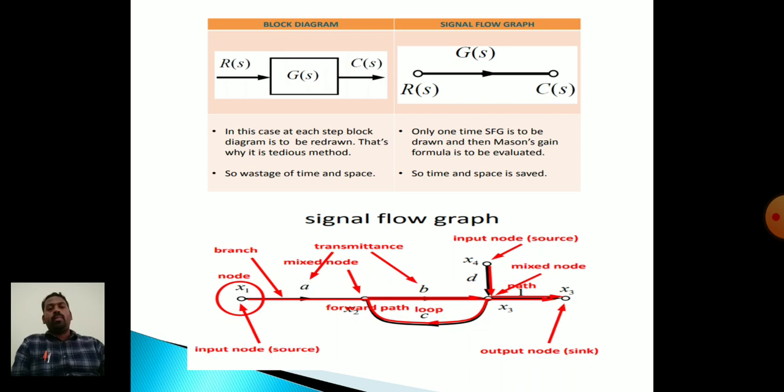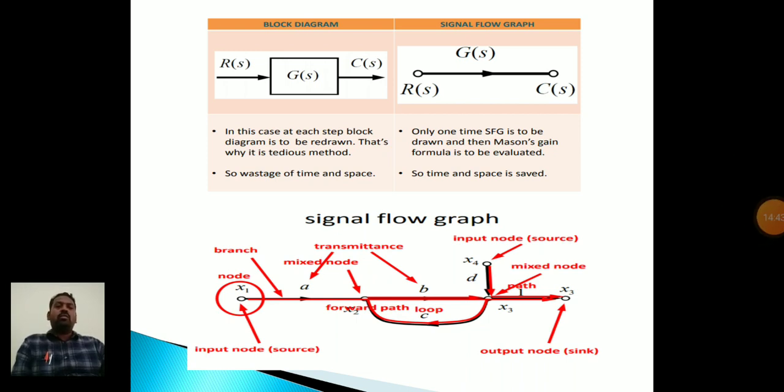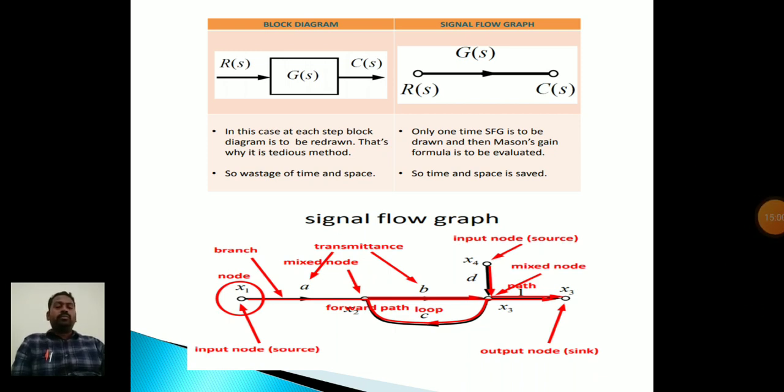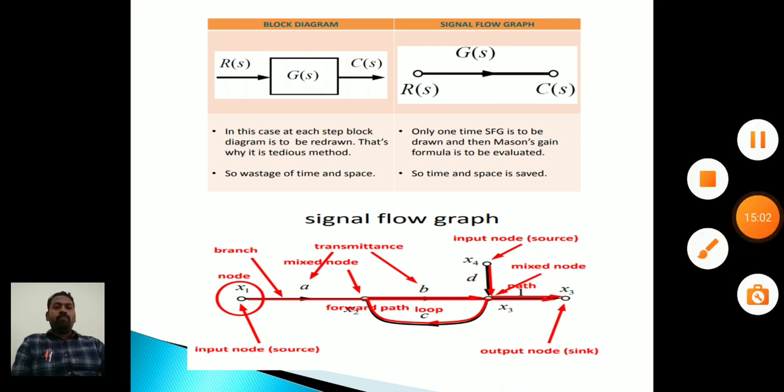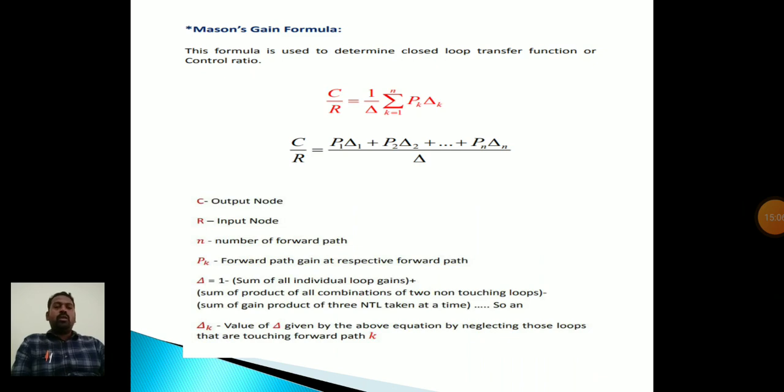But in case of the signal flow graph, there is no such reduction. Directly you draw the signal flow graph, sometimes from the block diagram, sometimes it is directly given. By using the Mason gain formula, you have to find out the overall transfer function or control ratio. So once again, coming to the Mason gain formula, that is very important: how to get the overall transfer function using the Mason gain formula.